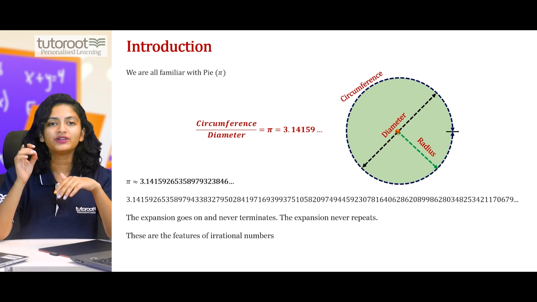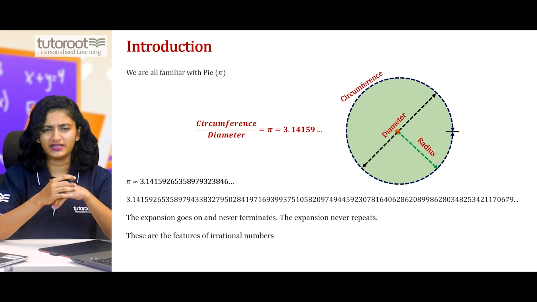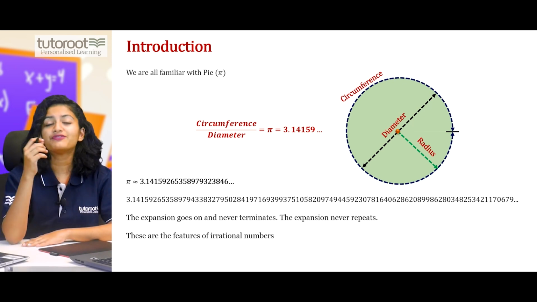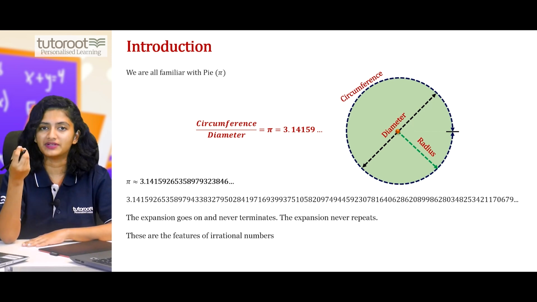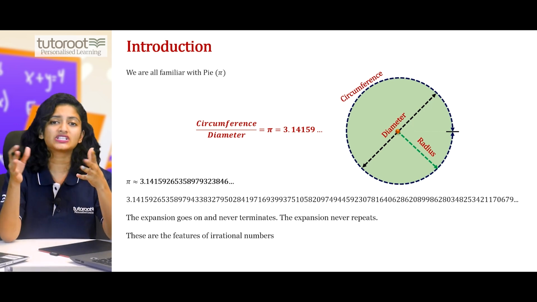So it's 3.141. The expansion goes on and never terminates. The expansion never repeats as well. These are the features of irrational numbers. First, let's understand what rational and irrational numbers are.